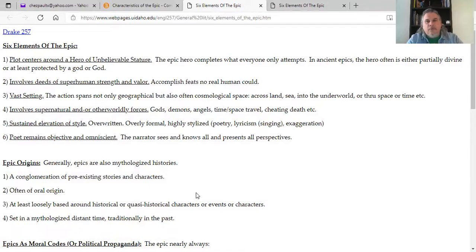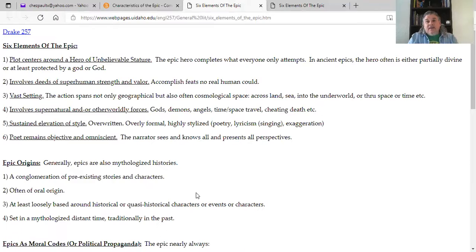So if you quickly run through these elements of the epic that I had you read, for example, the plot centers around a hero of unbelievable stature. That seems to fit with Unforgiven, with all the legendary exploits everyone's talking about Will Money did in his heyday. How he would be surrounded by marshals and shoot them all without getting a scratch. And then there's the gunfight at the end, which echoes that. He takes down 5 gunmen, doesn't get shot. So we have that idea here. Involves deeds of superhuman strength and valor. Again, we just covered that. We can check that box.